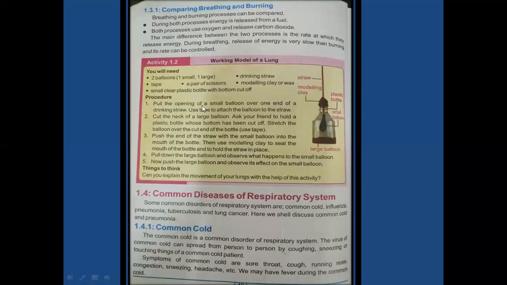The procedure is to pull the opening of a small balloon over one end of a drinking straw. Take a drinking straw and fit this small balloon at one end of the straw. Use tape to attach the balloon to the straw. If it is not tight, then use tape or thread and tie it tightly so it will completely fix to the straw.